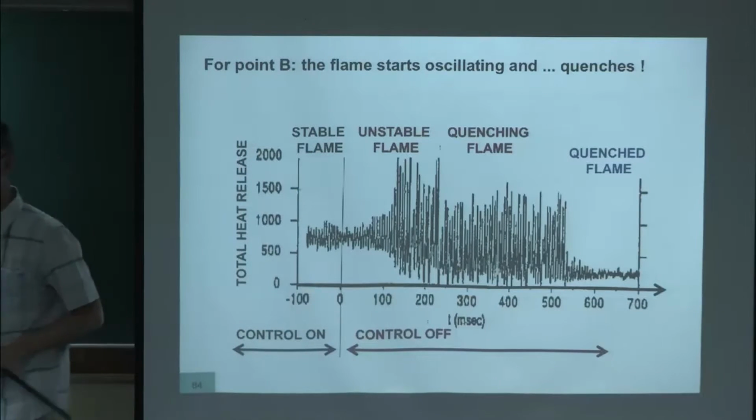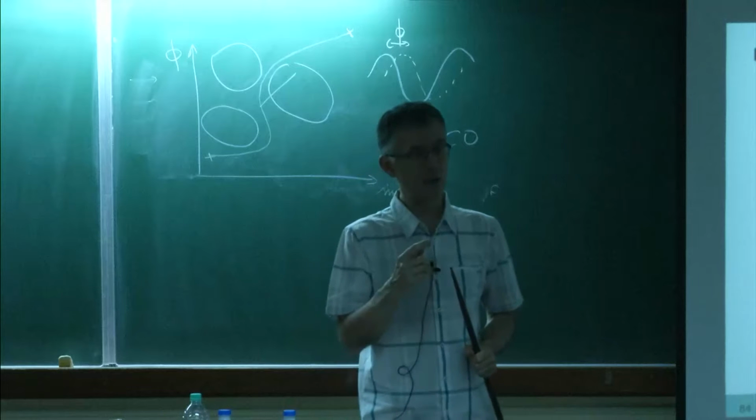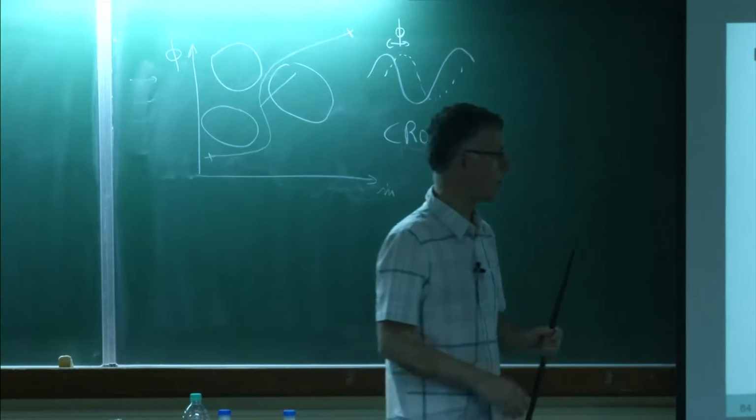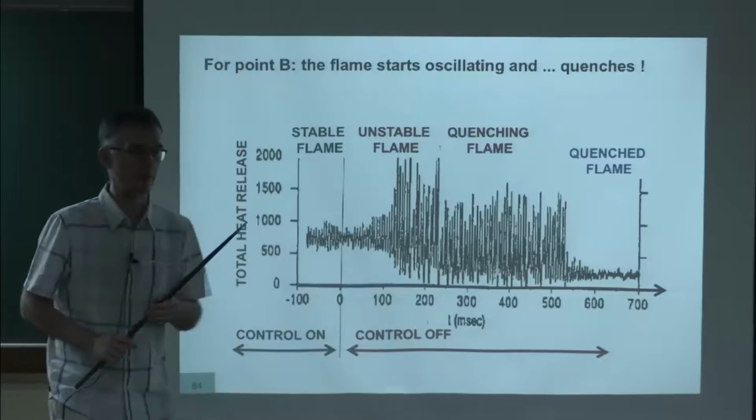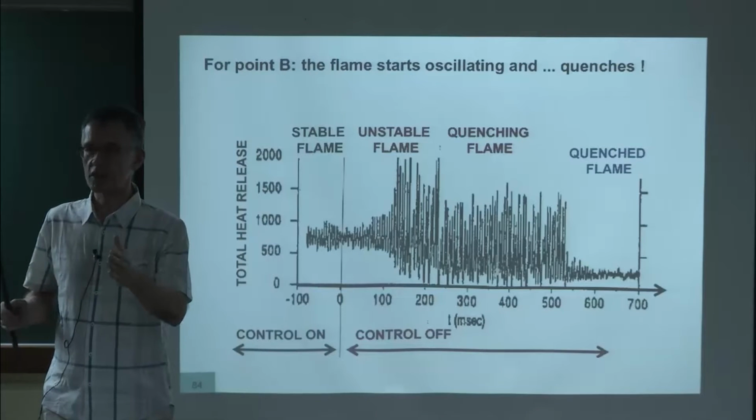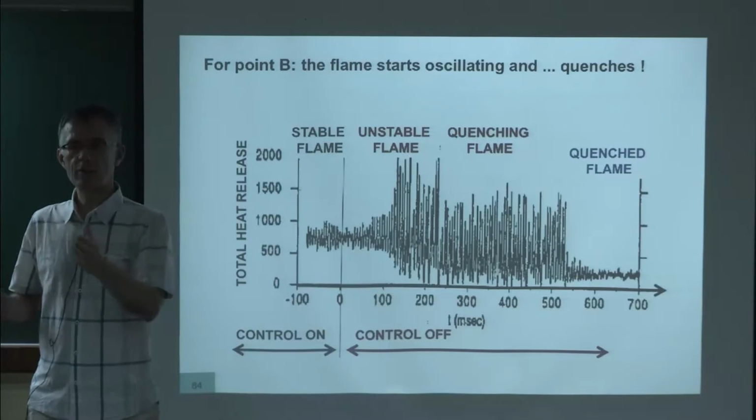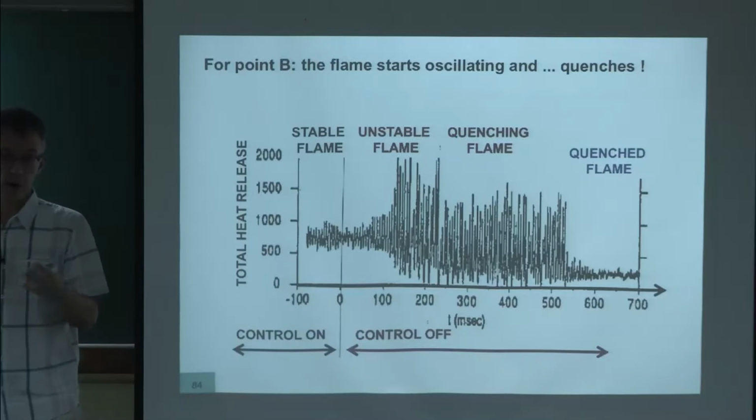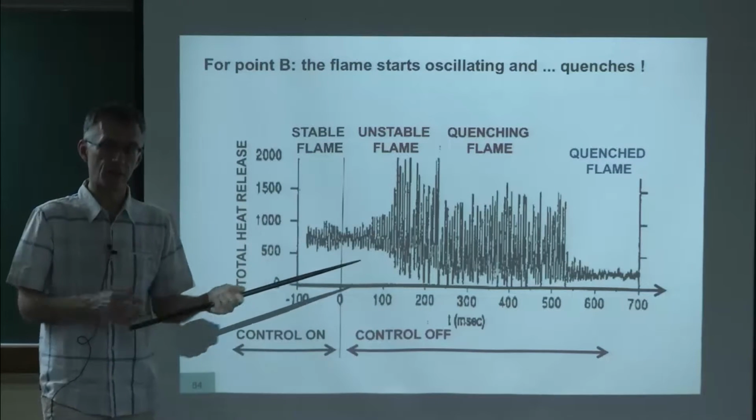So that's an example where instability actually creates quenching. You don't even know it. That's why many people are surprised, because if you look, for example, at the flammability limits of methane, they say it's 0.6 to 1.4. But then they say, well, my engine quenches much before that. It quenches at 0.7. Well, very often it quenches because it gets unstable.